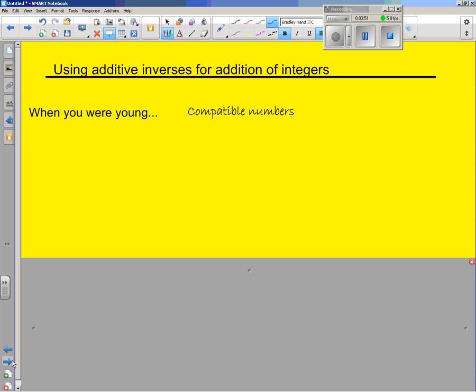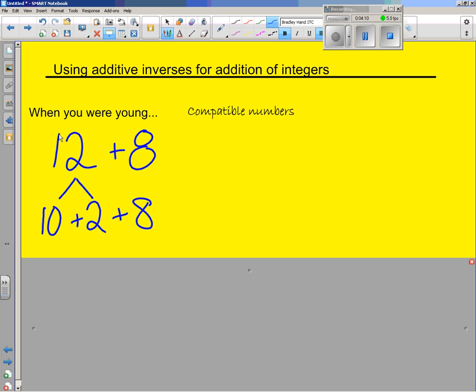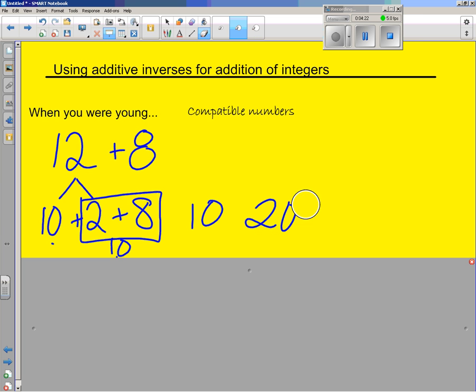Let's say, for example, you had 12 plus 8. Your teacher might have said to you, hey, guess what you can do? You can take that 12 and split it up into a 10 and a 2, and then you have this plus 8. And many of you knew your math facts well enough to say, oh, well, 2 and 8 is 10. I know that. So I can turn this into 10, and I have 10 plus 10 equals 20. That's called using compatible numbers. I'll go through another example in case that was too fast for you.